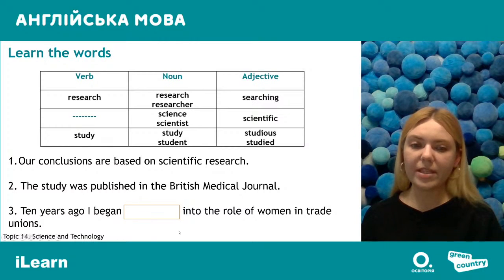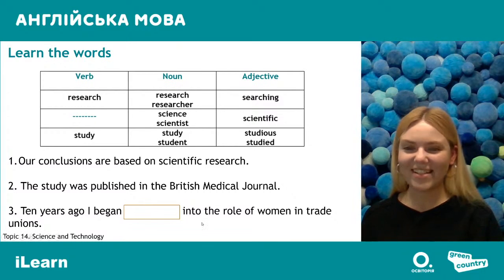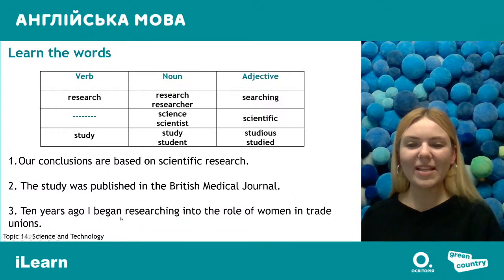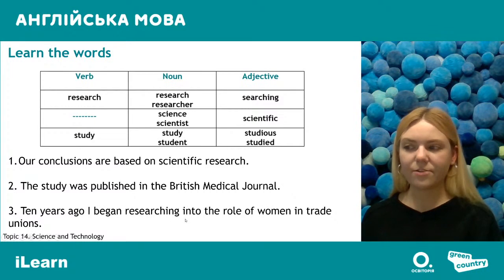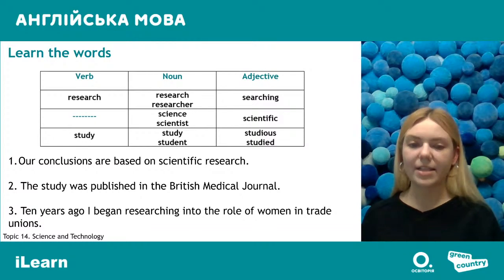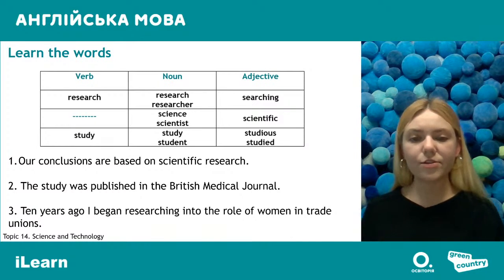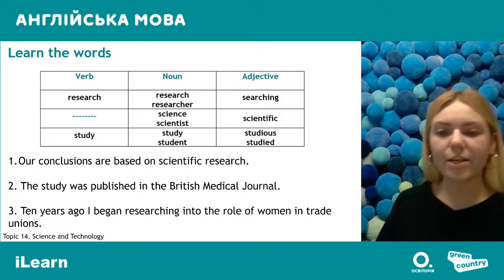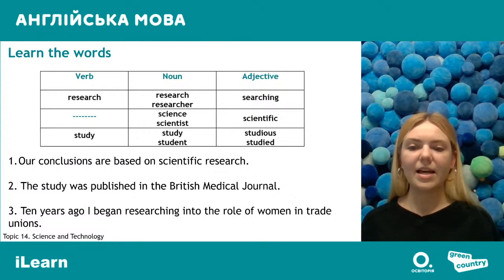into the role of women in trade unions. And again, collocations, again, set phrases here. So we will use I began researching into. And very often after research, we will use into. So research into something, or research on something. З research дуже часто будемо вживати або into, або on. Тобто дослідження чогось. Research into something or research on something. Good.